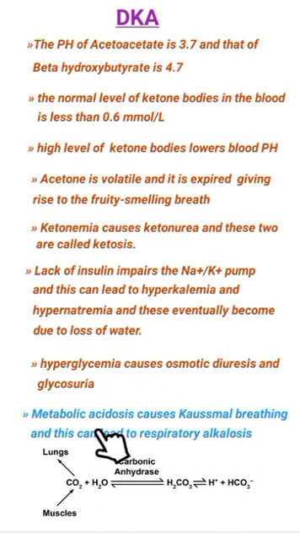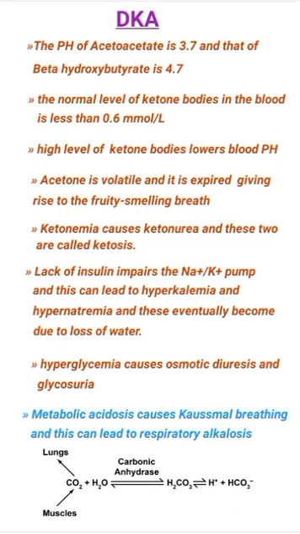What else? We can look at this diagram here. DKA can cause metabolic acidosis, and this metabolic acidosis can result in Kussmaul's breathing, which can lead to respiratory alkalosis. We need to break down these terms one by one. What is metabolic acidosis? Metabolic acidosis simply means the decrease in the pH of the blood due to metabolic activities such as ketogenesis. In ketogenesis, when a lot of ketone bodies are being produced, it can lead to metabolic acidosis.